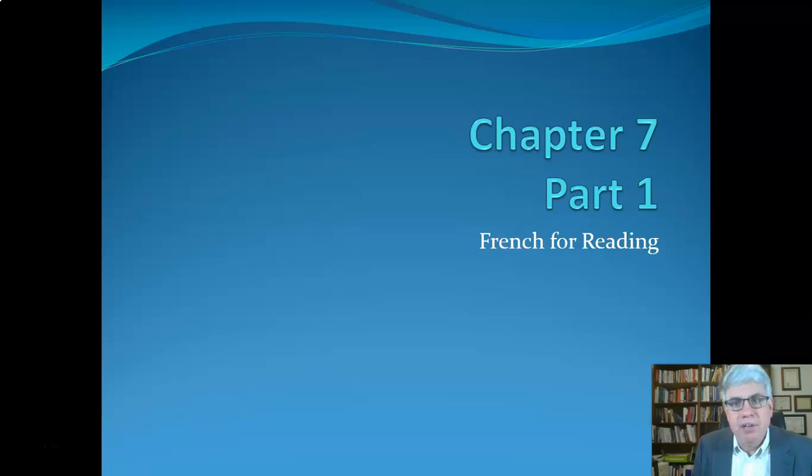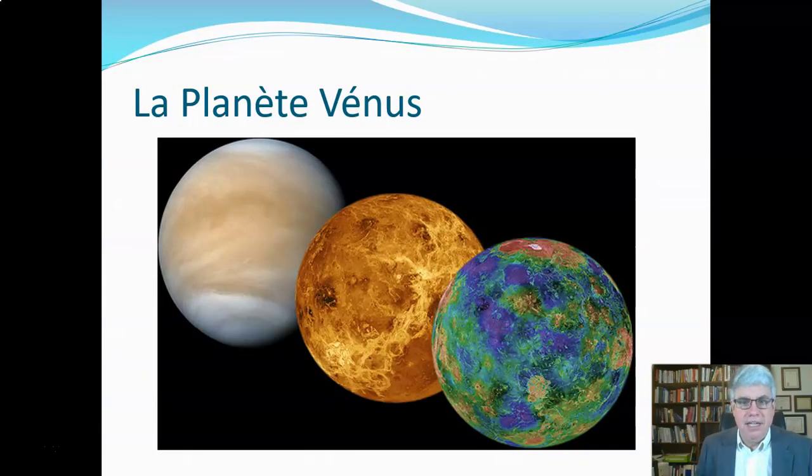Let's start Chapter 7 of French for Reading. I've got a few pictures of the planet Venus here, because that's what you just translated the text about, and it's kind of interesting because we know a lot more about Venus than we did when that text was made. We've got three pictures here. These were taken by the space probe Magellan in the 80s and 90s. I worked on that space probe when I used to be an engineer.